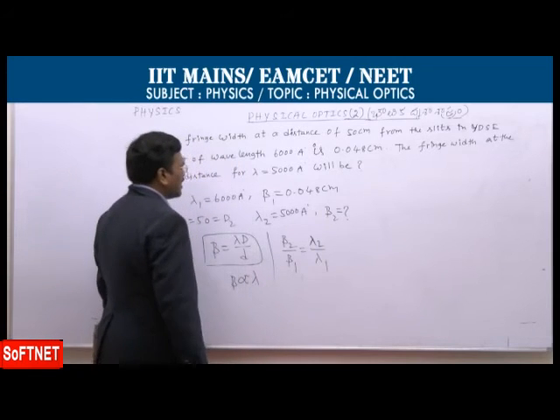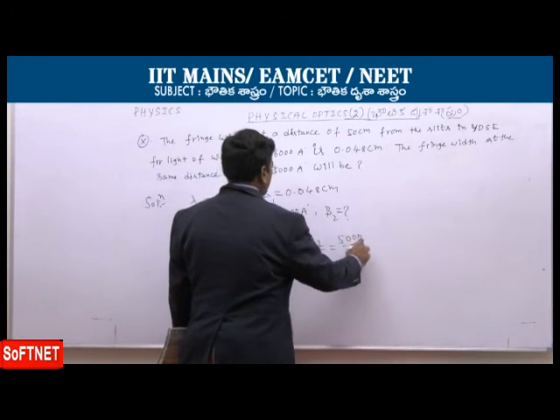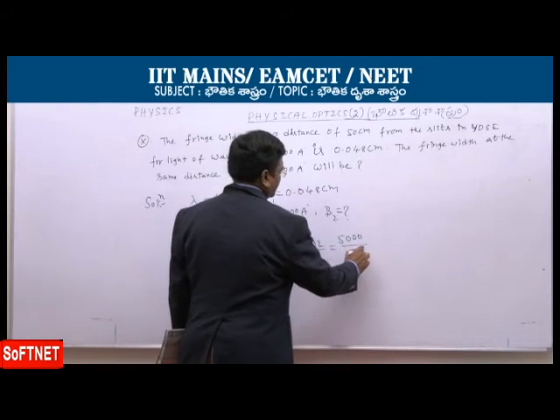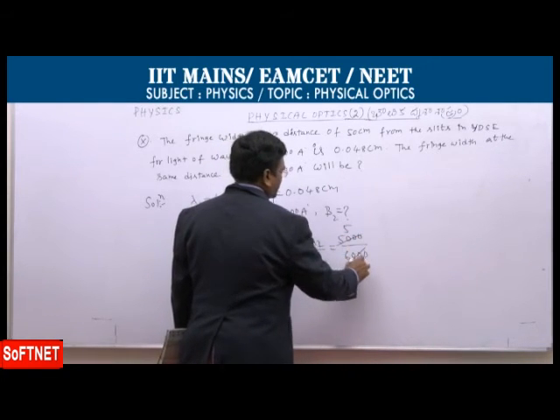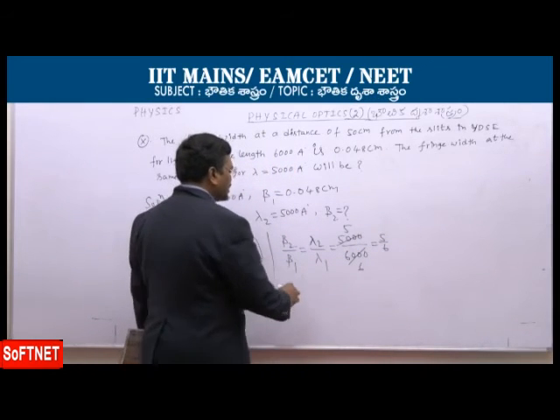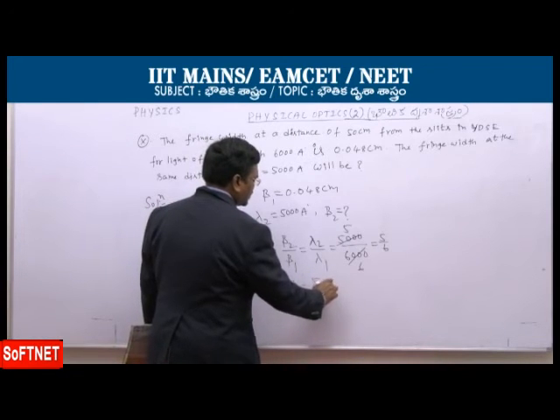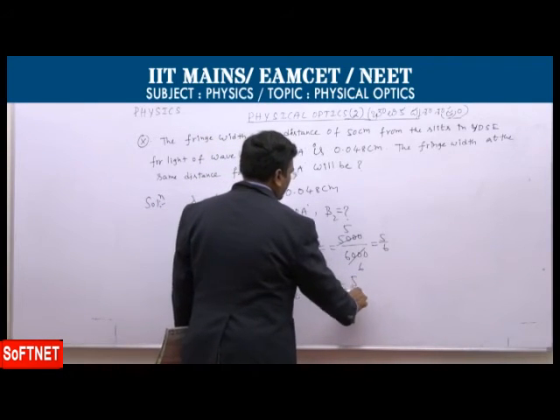From this, lambda 2 is 5000 and lambda 1 is 6000, so we are getting 5 by 6. From this, beta 2 is equal to 5 by 6 into beta 1. So what is 5 by 6 into beta 1?